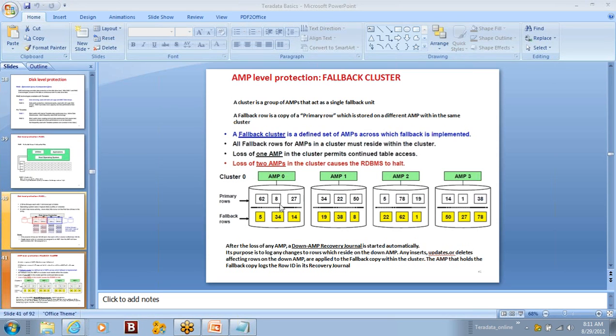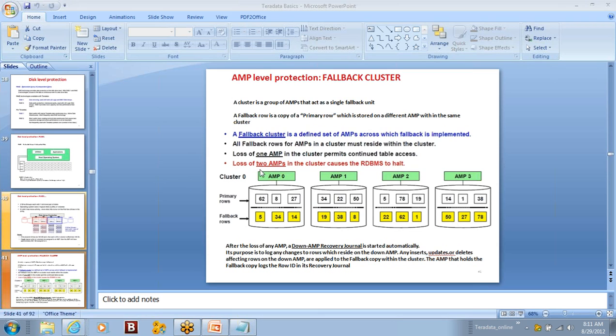If two AMPs fail within the cluster at the same time, then we may lose our data, so we cannot retrieve all the data of the tables. So we have to halt the RDBMS in such a case. But we will see what the probability of failure of two AMPs within the same cluster at the same time is, because we already have data protection at the disk level and at the AMP level. With the combination of RAID and the cluster fallback, data is highly protected. So there is very little probability of failure of two AMPs within the same cluster. We will see that with an example.